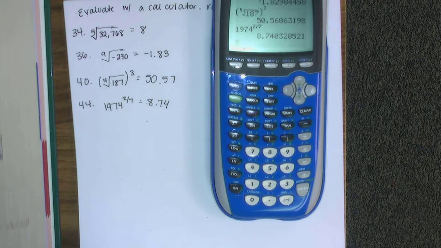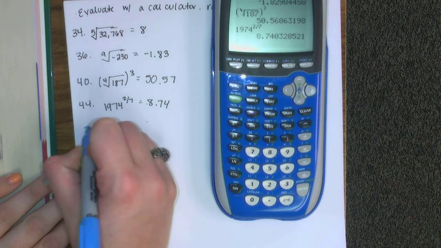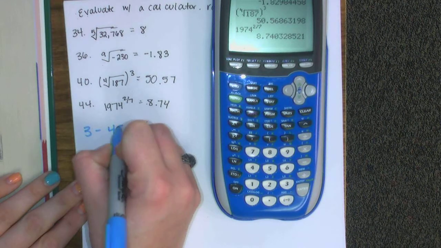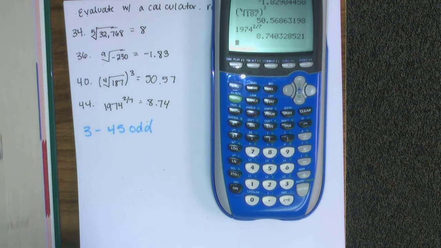So that's all that you're going to be required to be able to do out of this section. Let me give you guys some problems here to go along with it. We're going to say 3 through 45 odd. These problems should be relatively quick, so they shouldn't take you much time to do.